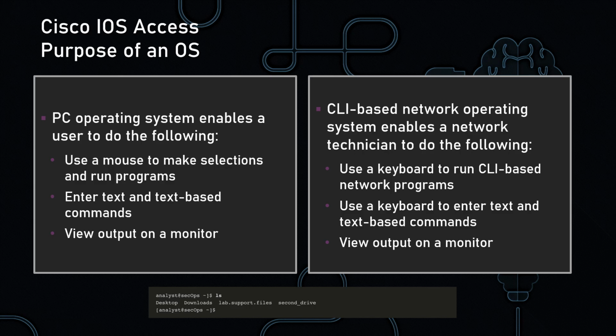Now, a CLI-based operating system, especially a network-based operating system like iOS, enables network technicians to use a keyboard to input commands, and we can view that output on a monitor. So if you look at something down below, you'll see the analyst at SecOps username. That is a Unix shell, which is very similar to what we would see in a terminal-style CLI environment.